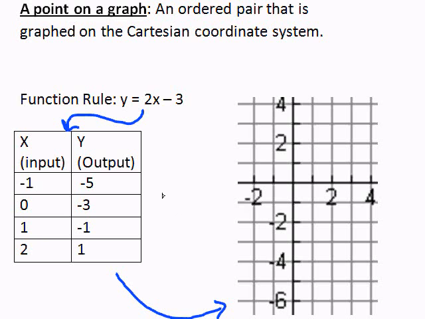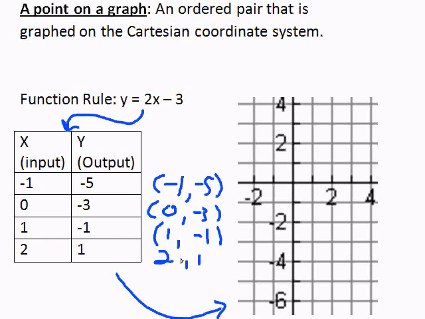The way we're going to do that is we're going to graph each one of these ordered pairs, (-1, -5), (0, -3), (1, -1), and (2, 1). We're going to graph these as points on this graph right here. We're going to go ahead and label our x and our y axis, and we want to label the points x and y to help us keep track of what's what.